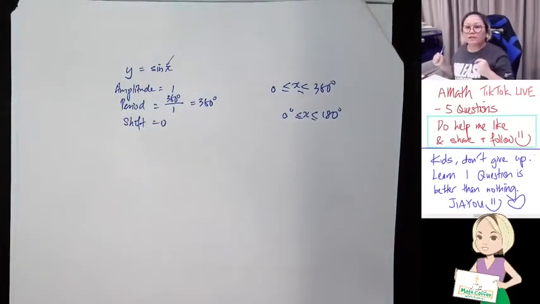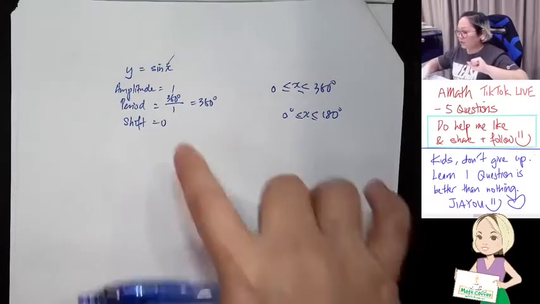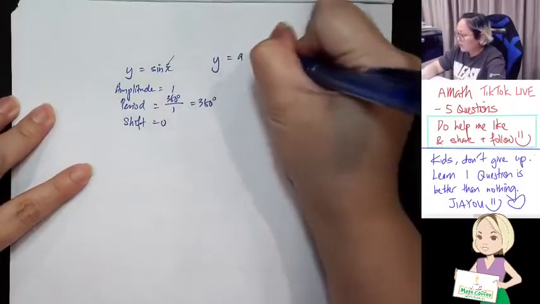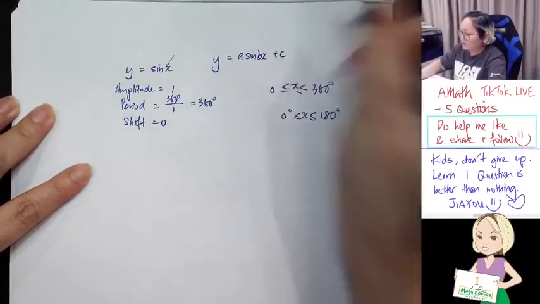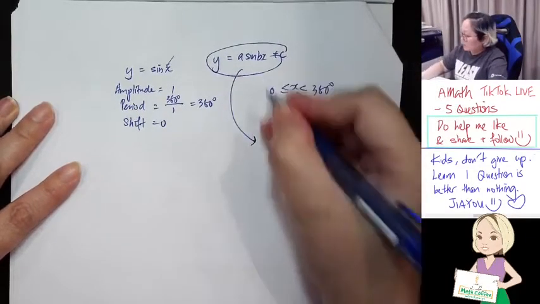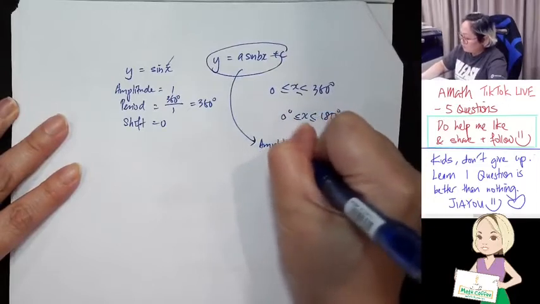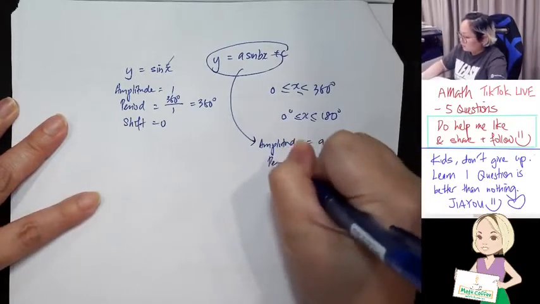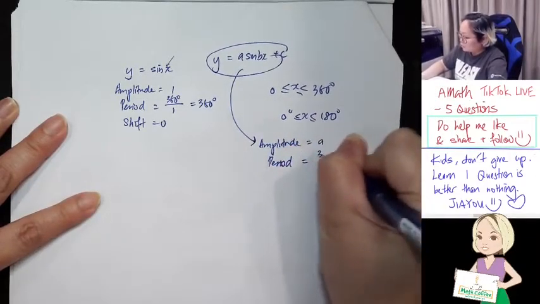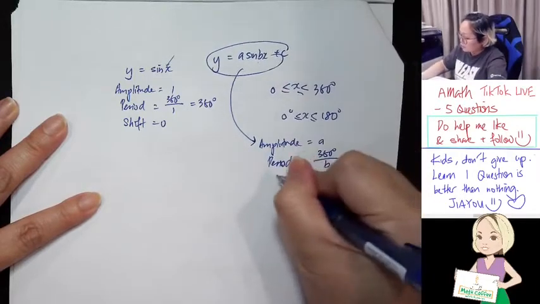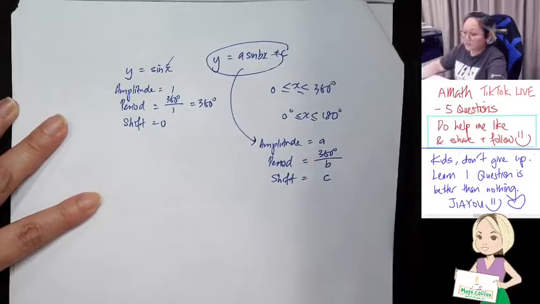Why use 360 divided by the number? It's a fixed thing to find the period. It's always 360 degrees divided by this. So let me put y equals a sine bx plus c. The amplitude is just the number in front, which is a. The period is 360 degrees divided by b. The shift is just the c.